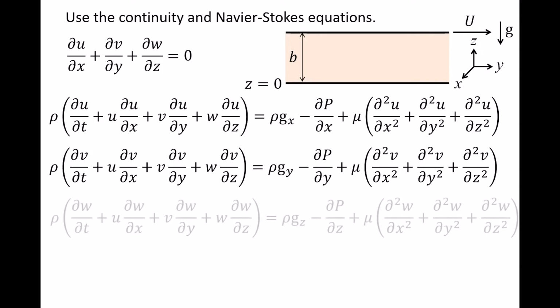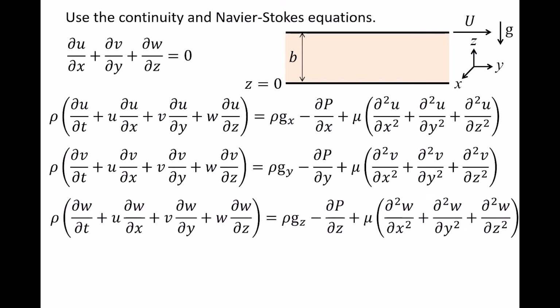And finally, the Navier-Stokes equation in the z direction is density times the quantity partial w partial t plus u partial w partial x plus v partial w partial y plus w partial w partial z equals density times the gravitational acceleration in the z direction, gz, minus partial pressure partial z plus mu times the quantity second derivative of w with respect to x plus the second derivative of w with respect to y plus the second derivative of w with respect to z. These equations govern how fluid will behave between the two plates, and solving these equations will tell us the velocity at every point in space.